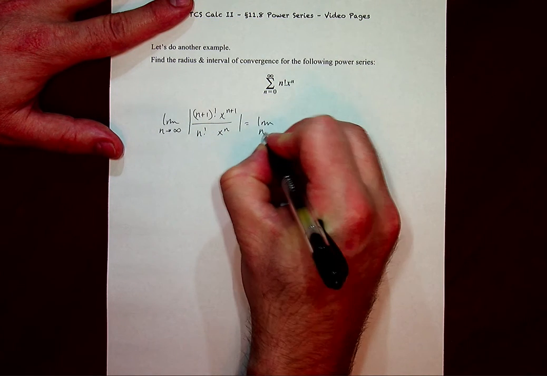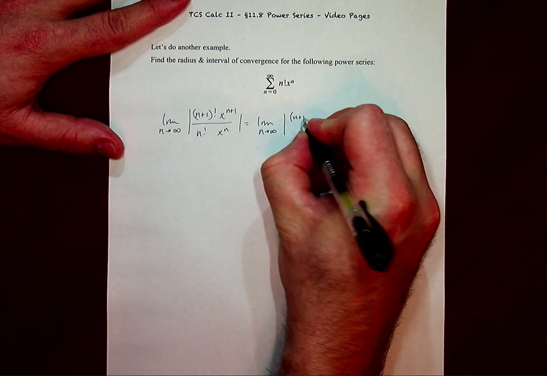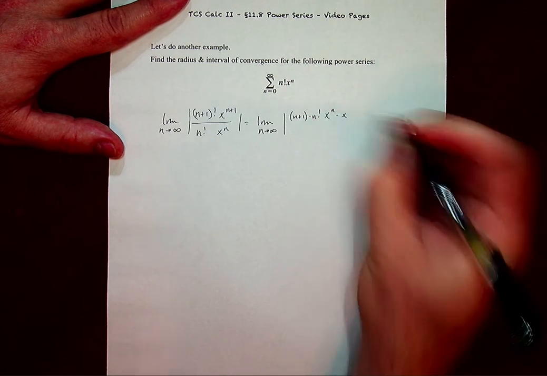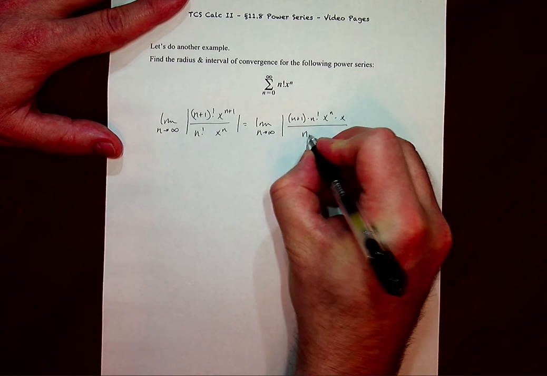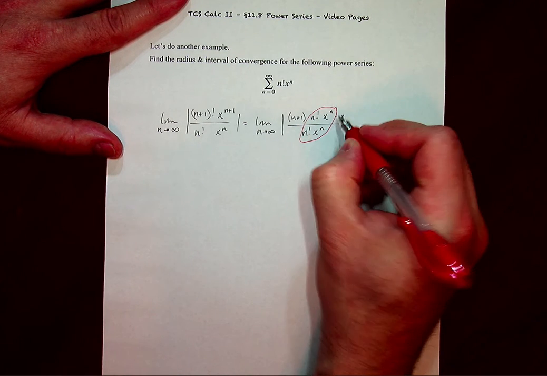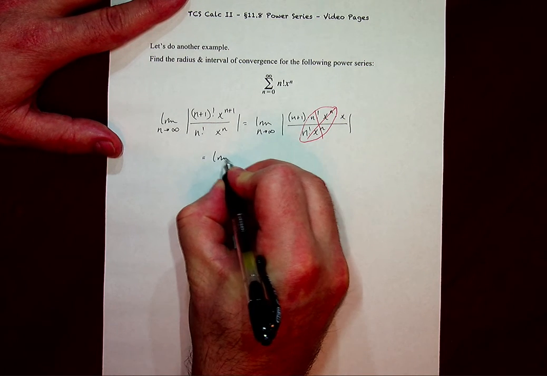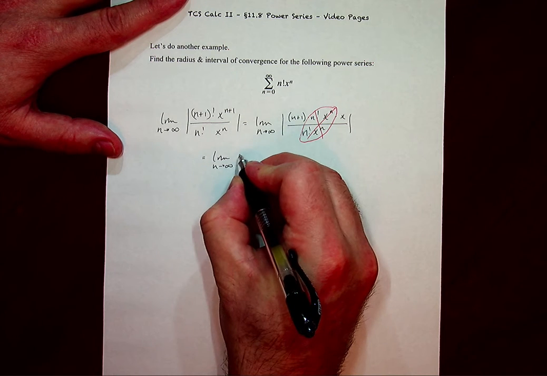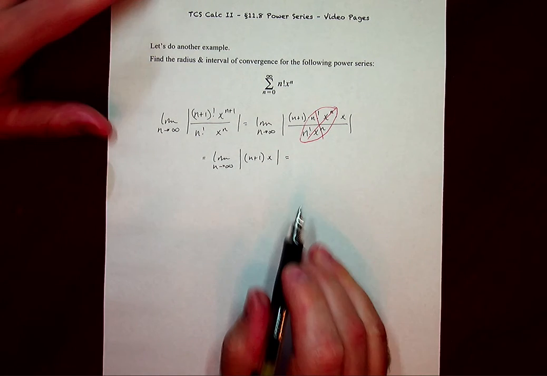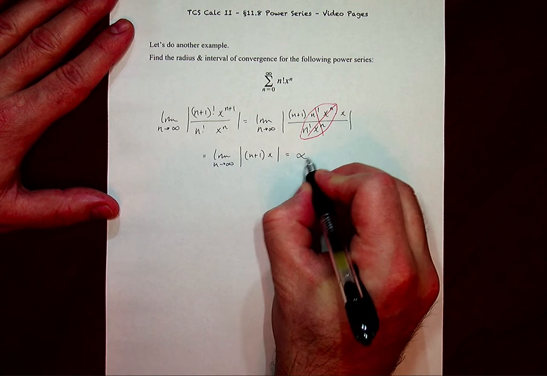Well, that simplifies pretty easily, right? Because n plus 1 factorial is just n plus 1 times n factorial, and x to the n plus 1 is x to the n times x. N factorial x to the n, and we see that those are identical, so they cancel out, and what we're left with is the limit as n approaches infinity of n plus 1 times x. Well, n plus 1 is just going to get larger and larger, so basically this goes to infinity.